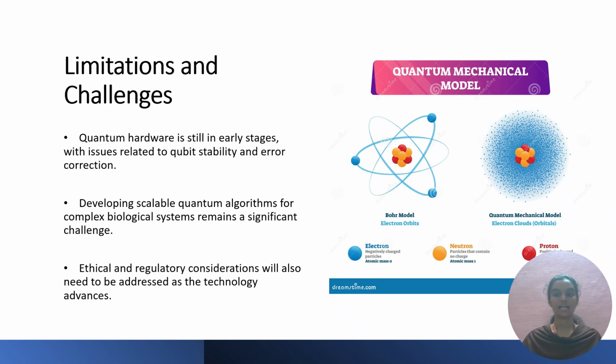The current machines are in the NISQ era, which means noisy intermediate scale quantum, which means they are prone to errors and limited in scale. Performing large scale molecular simulations requires millions of fault tolerant qubits, which are not available at present. Developing scalable quantum algorithms for complex biological systems remains a significant challenge. Furthermore, there is a shortage of professionals with interdisciplinary expertise in quantum computing, chemistry, and biology.